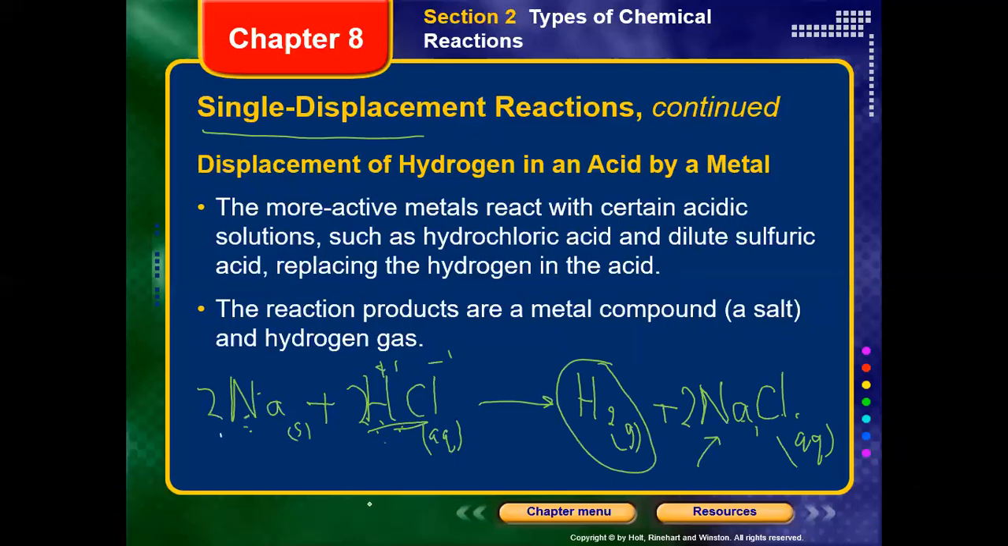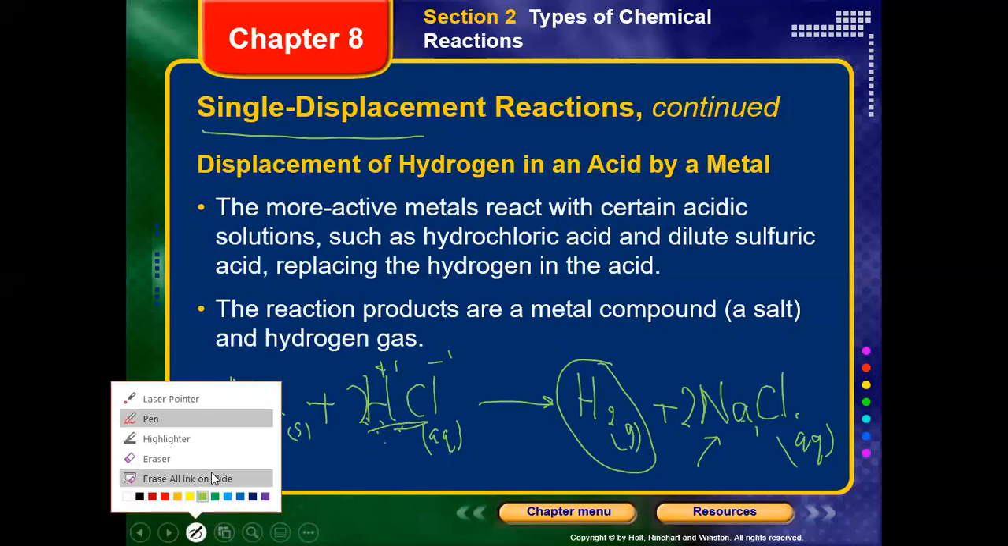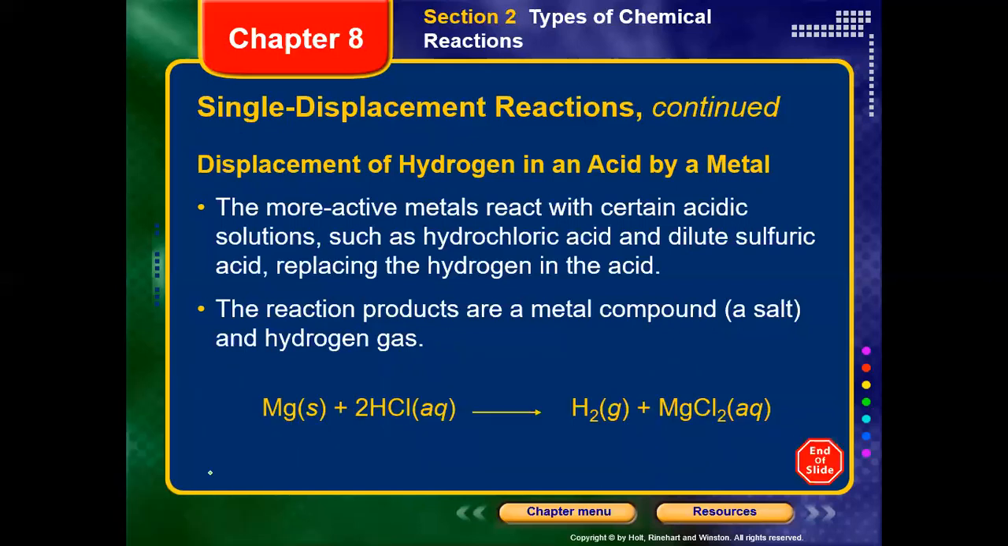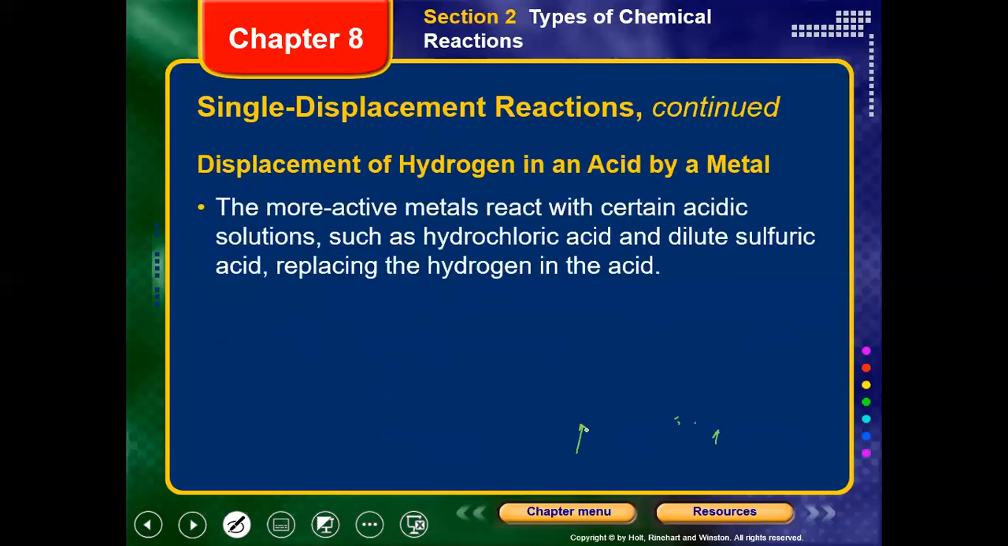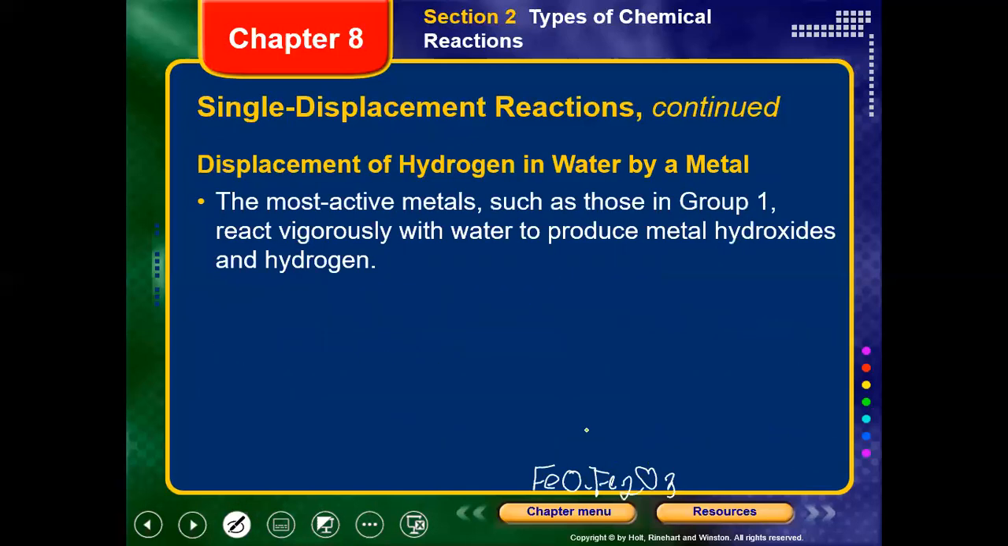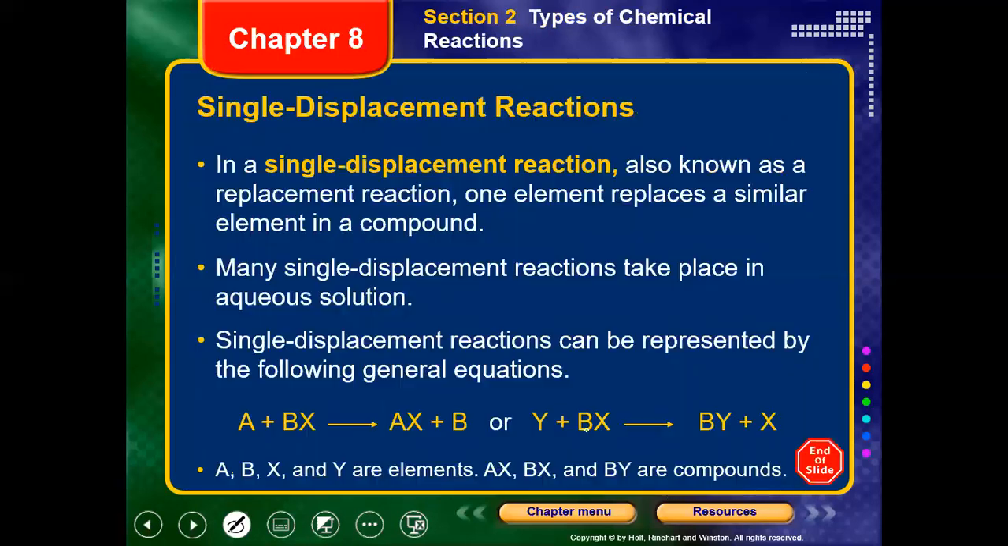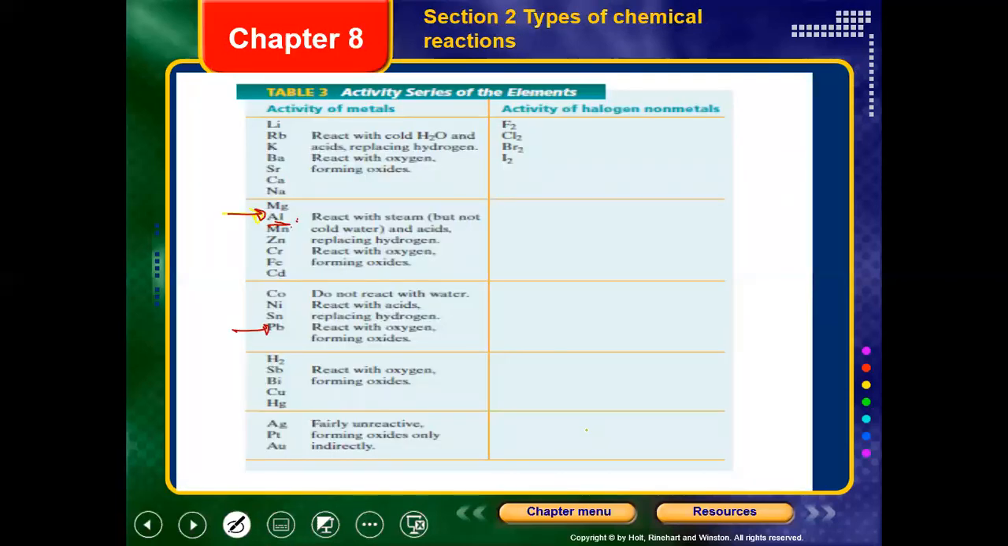Okay. Another example is the reaction between magnesium and hydrochloric acid. Magnesium, as you know, is from group 2, so the charge is positive 2. So it's MgCl2, producing hydrogen gas as H2 gas. Displacement of halogens: I'll return to the reactivity series to show you the sequence or the activity of metals.